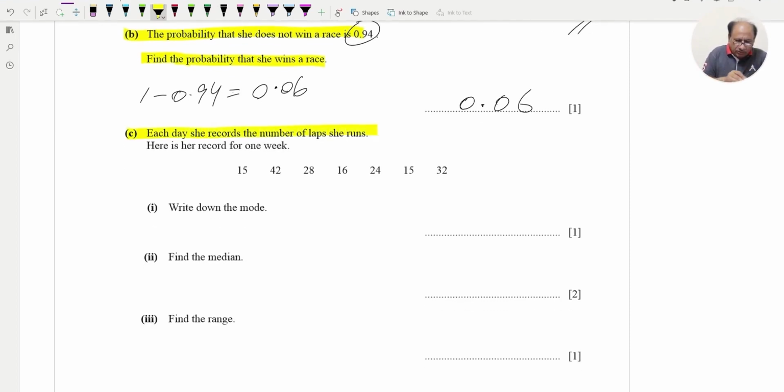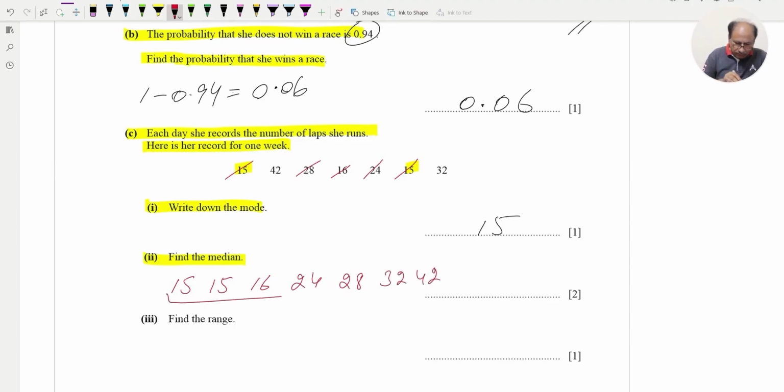C part says each day she records the number of laps she runs. Here is her record for 1 week. The mode is the most repeating. We can see 15 is the most occurring, so we can write it as 15. Find the median, which will be the middle value, and for the middle value we have to arrange: 15, 15, 15, 16, 24, 28, 32 and 42. We can leave 3 from here and 3 from here, and the middle value will be 24. So we can write the answer as 24.